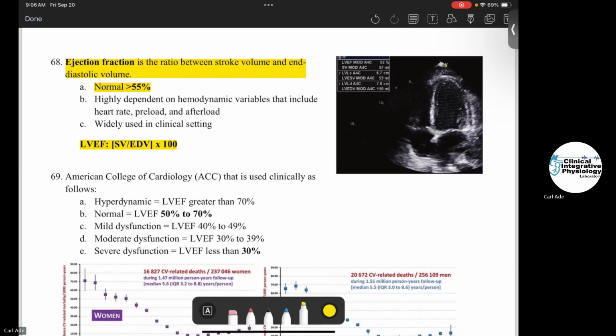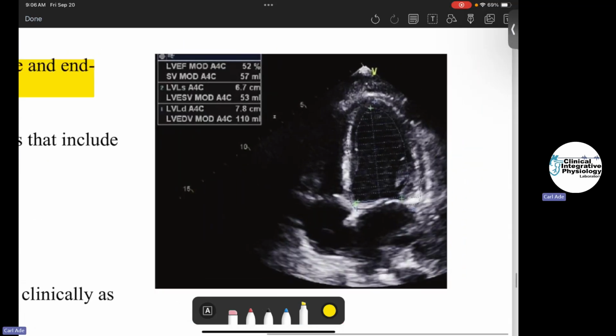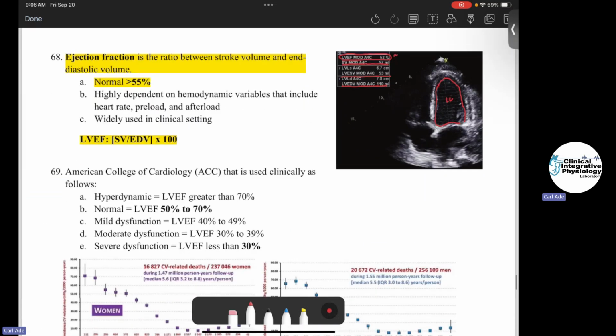So if we come over here to my figure, this is my LV. We've traced it here, and we did so at end systolic volume and end diastolic volume. Our end diastolic volume was around 110. Systolic volume was 53. That gives us a stroke volume of 57. And if we do the math, that gives us an ejection fraction of about 52%. So this is about normal, maybe a little bit low, but not far off.